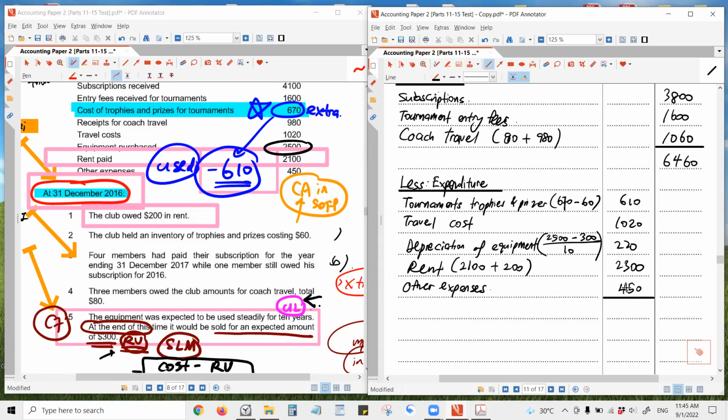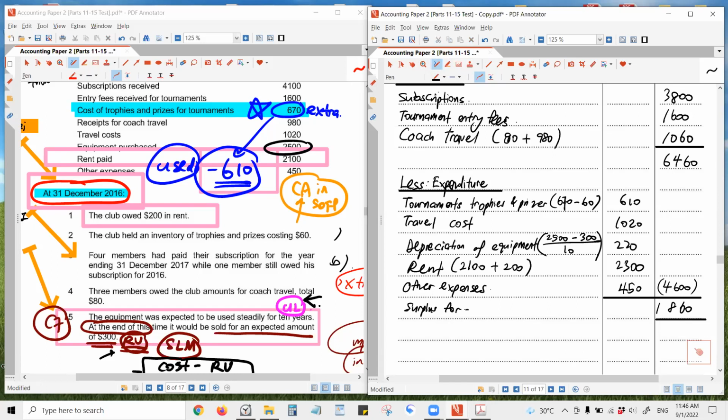Okay, then you can finish it off. Total of the expenses here. Amount is this one. Surplus or deficit? Surplus 1860. Okay, ensure that you can get this amount, and then we see the mark scheme together to determine whether it's correct.